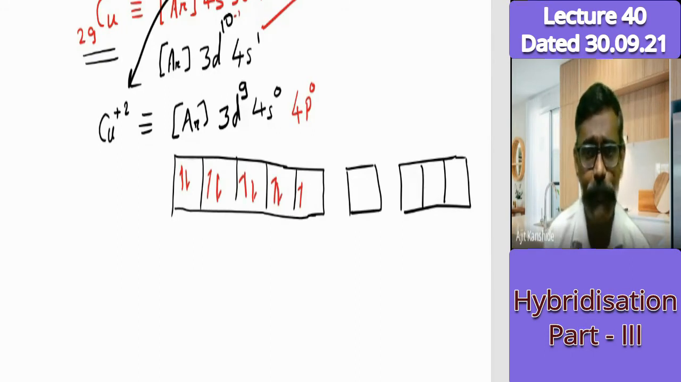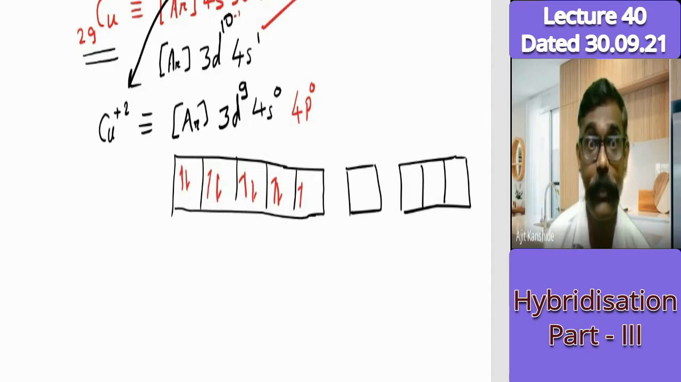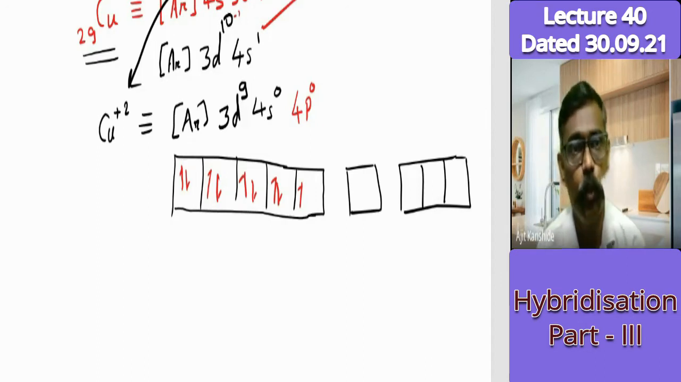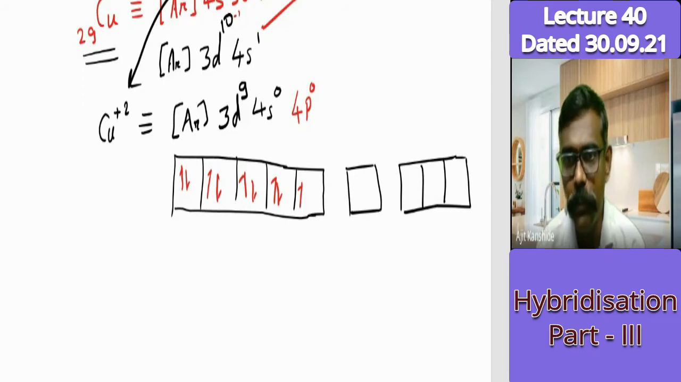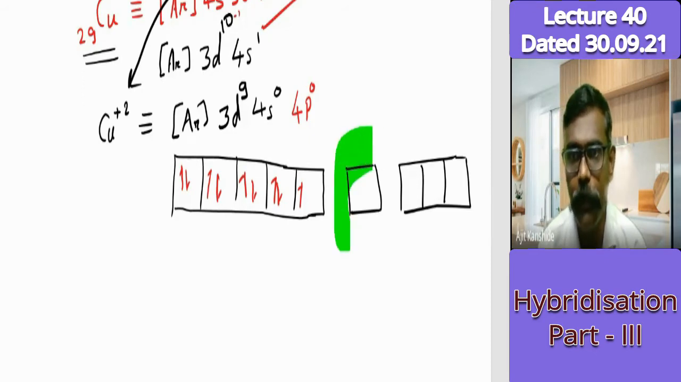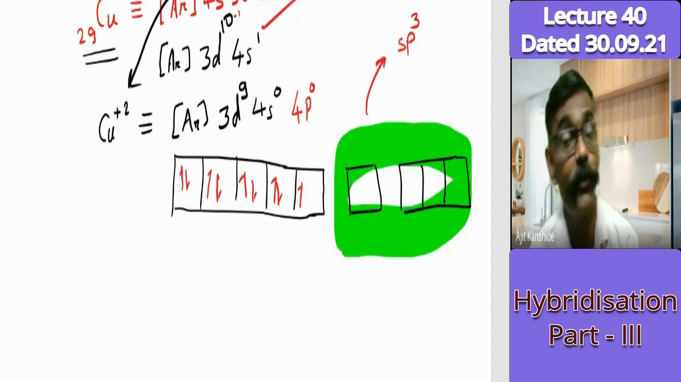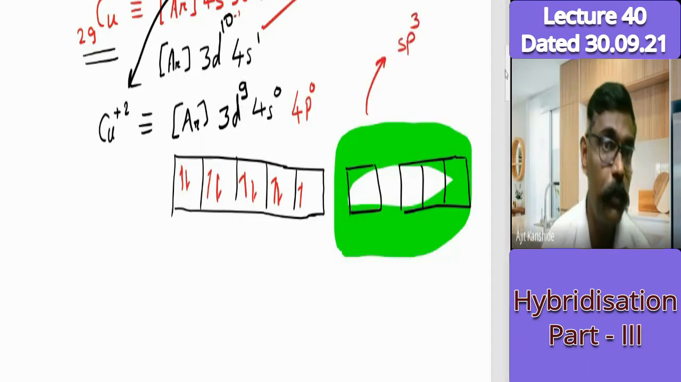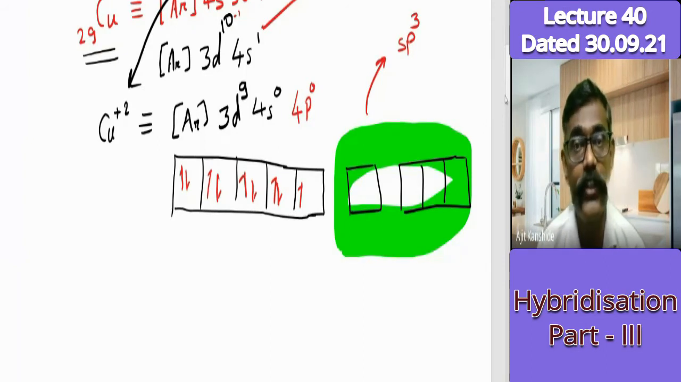So one can expect an unpaired electron is there. That orbital has no use for the hybridization. So it is possible that there will be an interaction between the 4s orbital and 4p orbital, so there may be a possibility of sp3 hybridization. It is one possibility, but practically, in the case of the copper ammonia complex, sp3 hybridization is absurd.